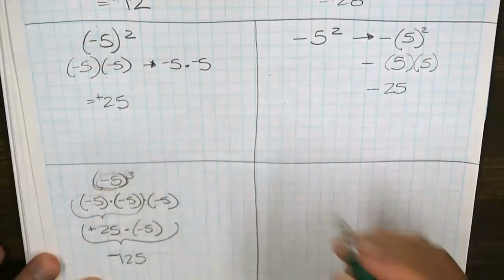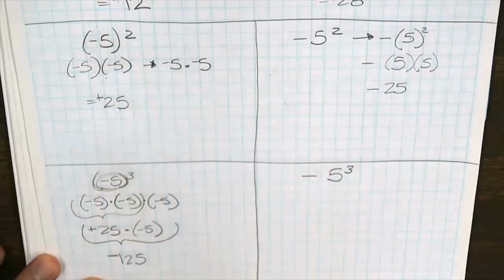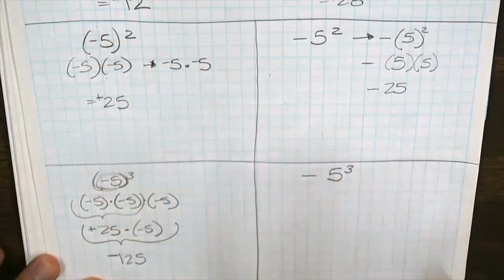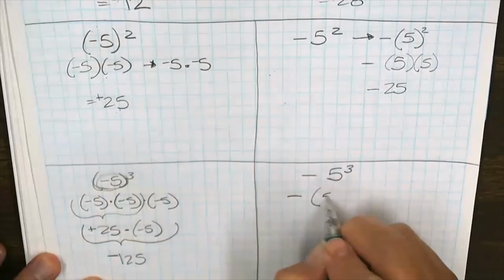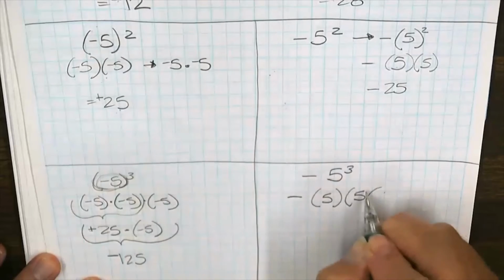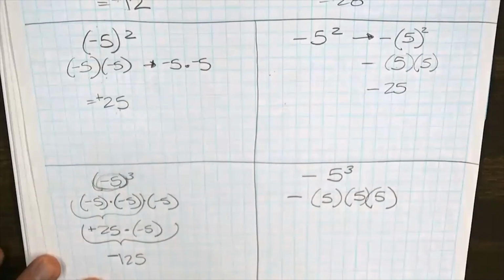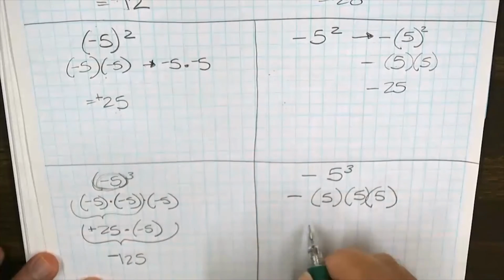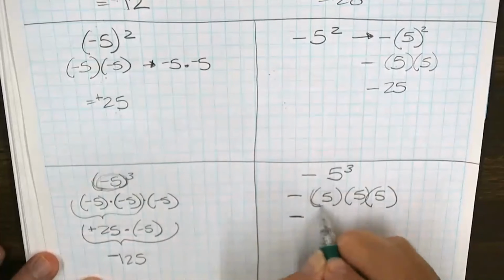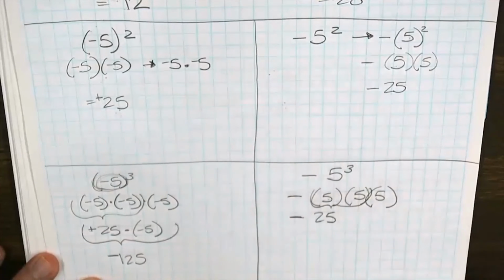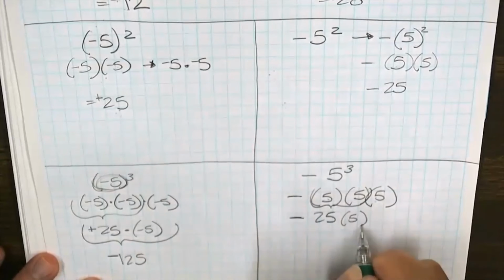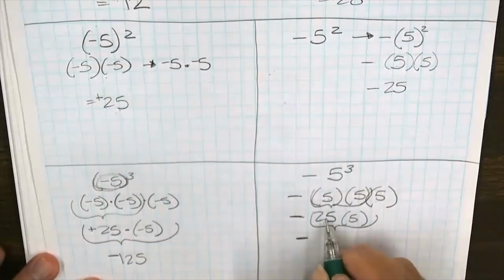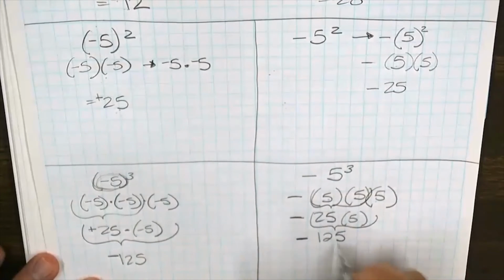Now this is different than this. This is telling me that I am only cubing the 5. The negative is not part of it. So this is 5 times 5 times 5. So this negative is going to come down, and I'm going to multiply 5 times 5. This comes down. So once again, this negative comes down, and I'm multiplying. 25 times 5 is 125.